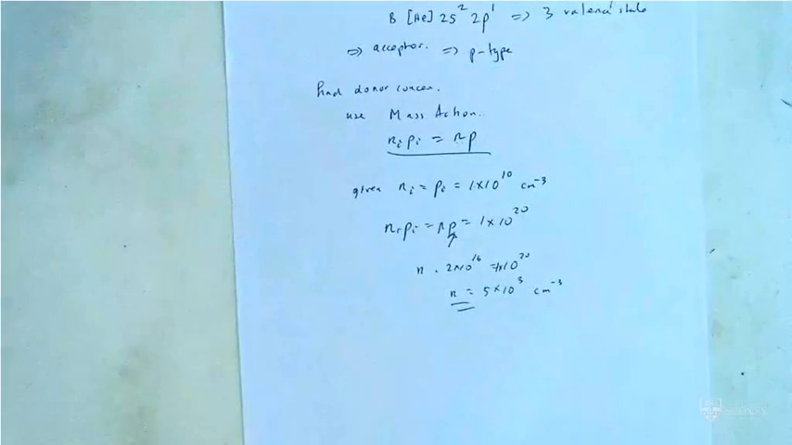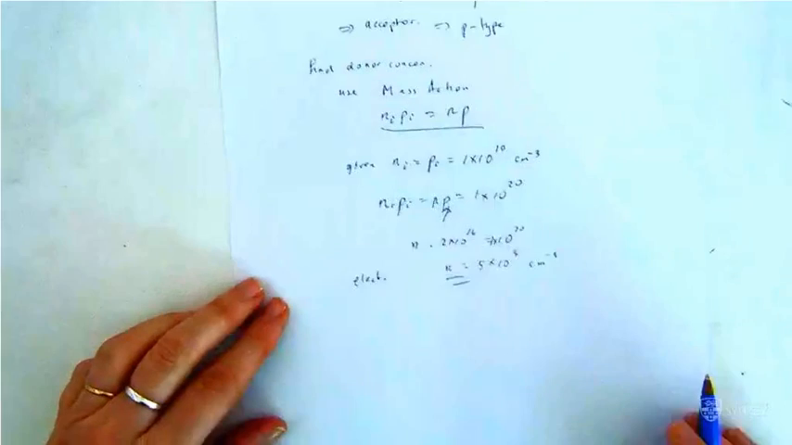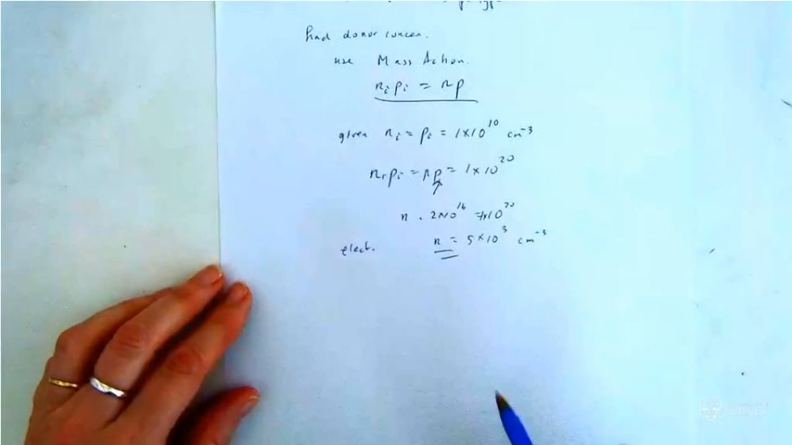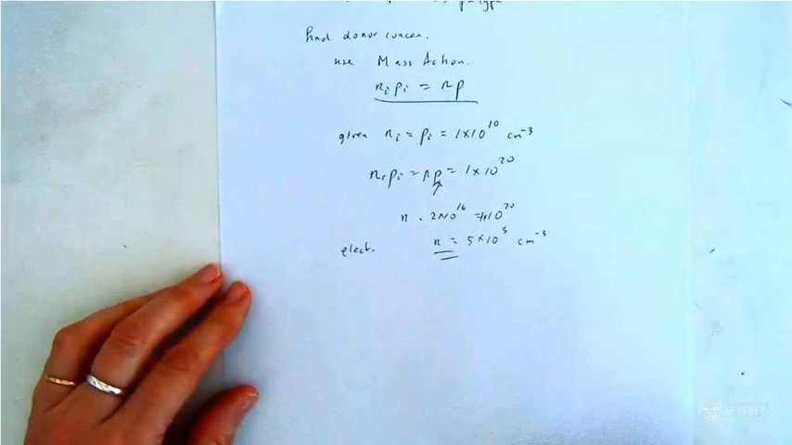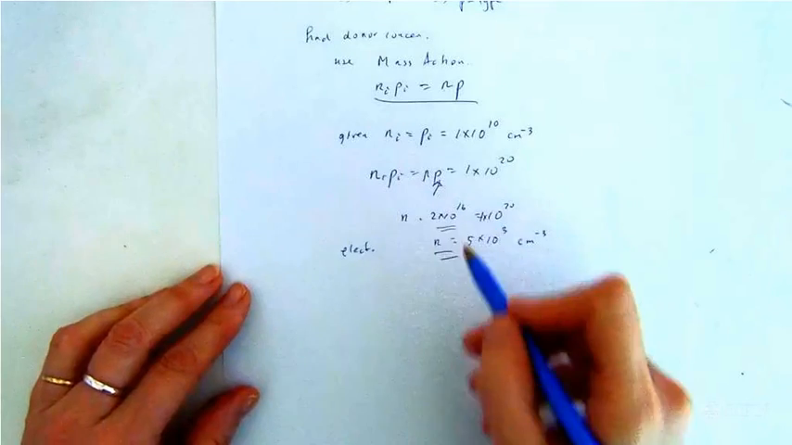were after. Is that not what we're after? Given the intrinsic constant, what are the electron and hole? Okay, so that's the electron concentration. And so the whole concentration is, okay, well, obviously we've already been given that.